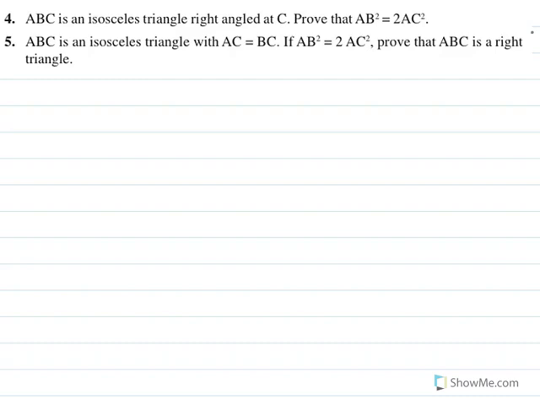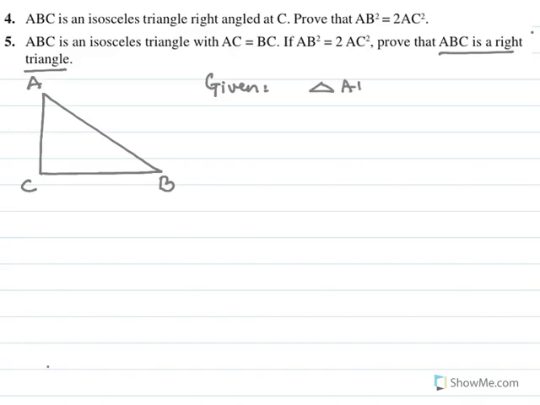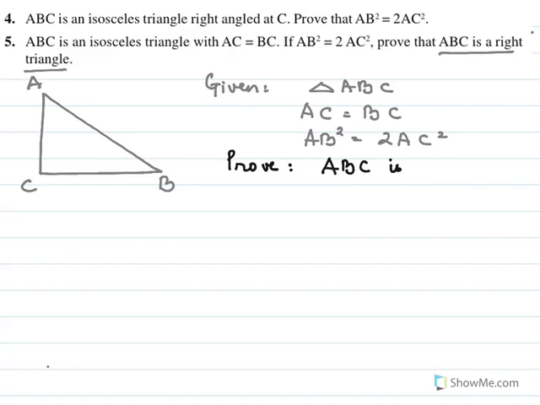ABC is an isosceles triangle in which AC equal to BC. If AB square equal to twice AC square, prove that ABC is a right triangle. Now I have to prove it is a right triangle. So what I do is I don't draw a right triangle right in the beginning. So I write given triangle ABC. I don't know it's a right triangle. I need to prove it. In this I have AC equal to BC, and also given to me AB square equal to twice AC square. I need to prove that ABC is a right triangle.